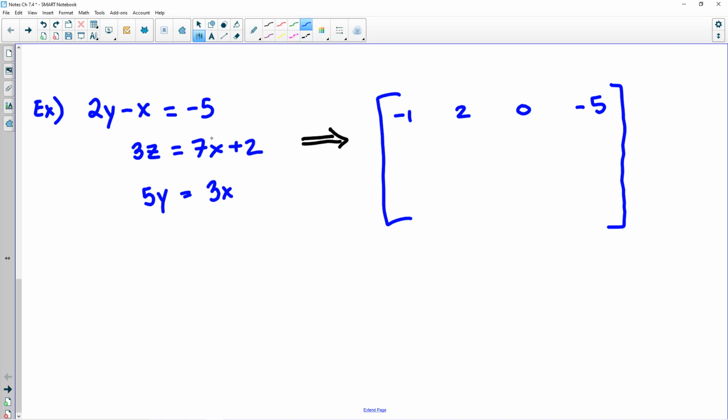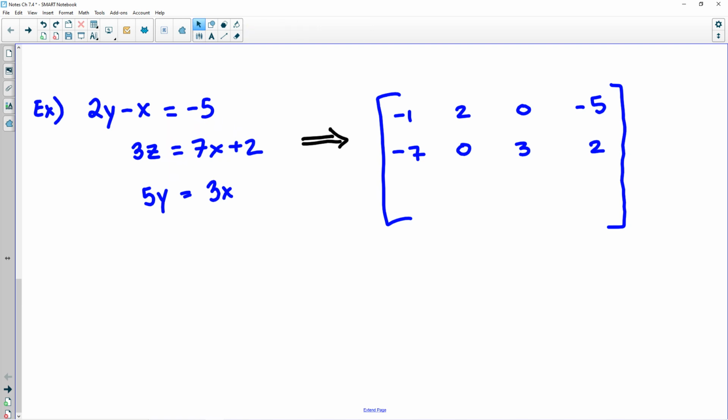Second one, see how the x is on the wrong side? When we move it over, we have to subtract. So the x is going to be -7. There's no y on that second equation, and then the z is 3, and then the answer is just 2. And that's our augmented matrix row.